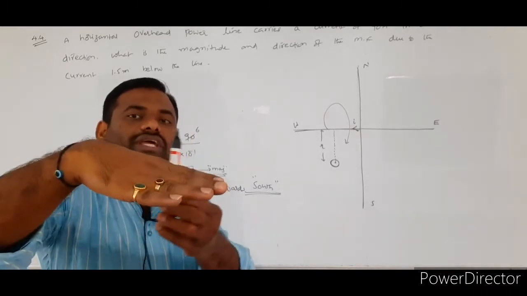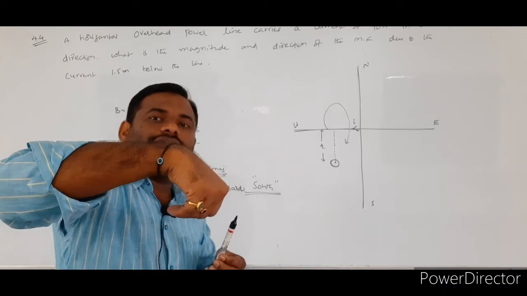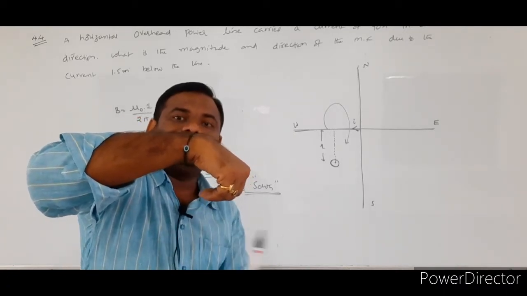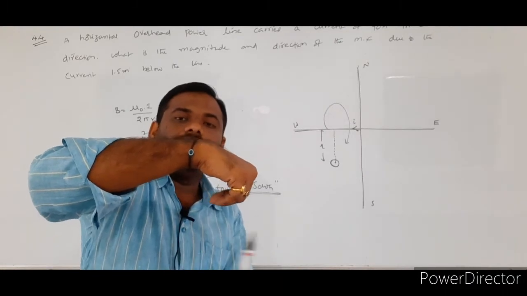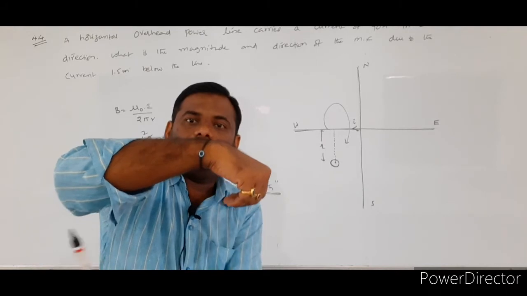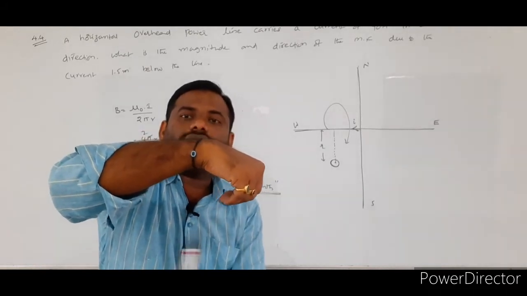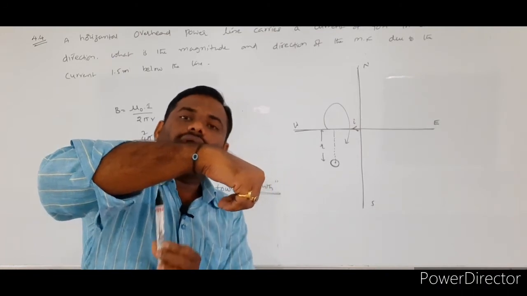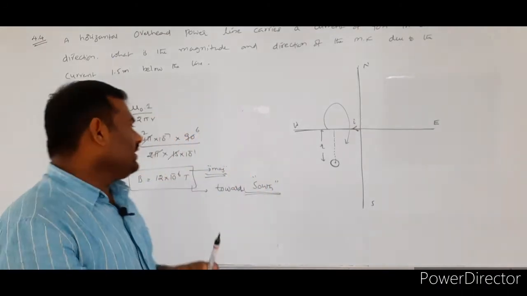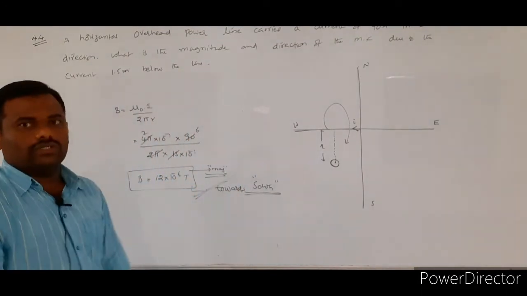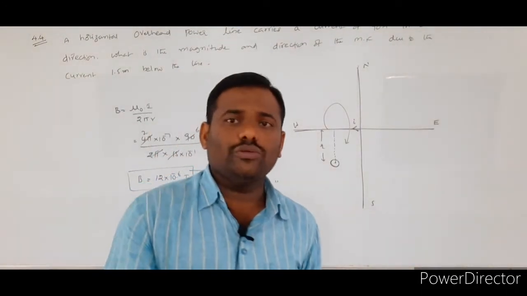So this is the thumb, east to west. Now I curl my fingers. These curling fingers are acting in this direction. According to the previous assumption, this side will be indicating south. So the curling fingers will be acting towards the south, so the magnetic field is acting towards the south. This is about numerical 4.